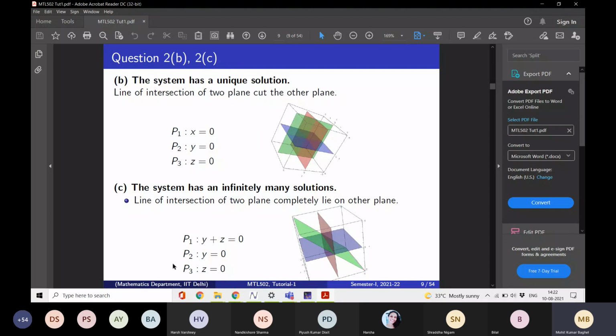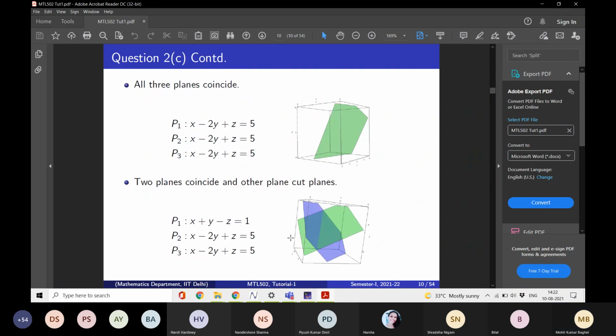So as one among you has pointed out, if we have a straight line which is common, then also we can have infinitely many solutions. So this is the case. And where all the equations of P1, P2, P3 are the same, then they coincide, and again we have infinitely many solutions.